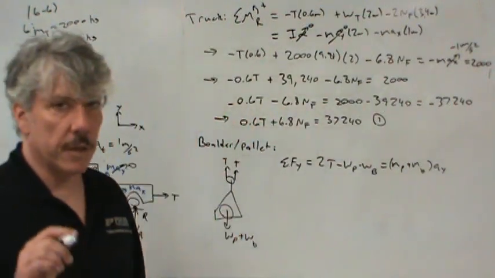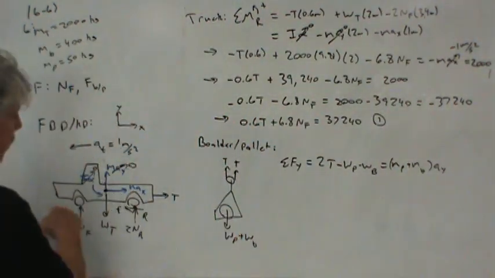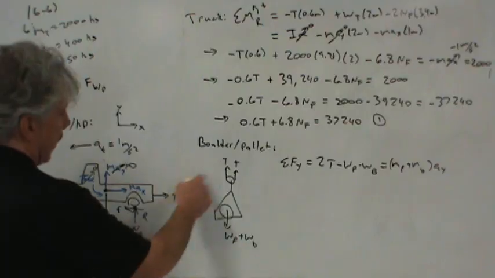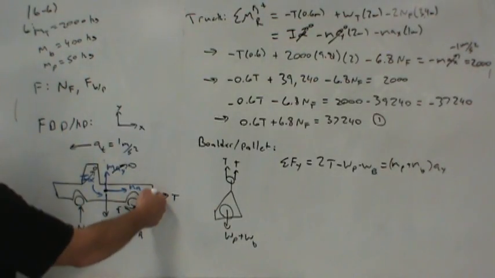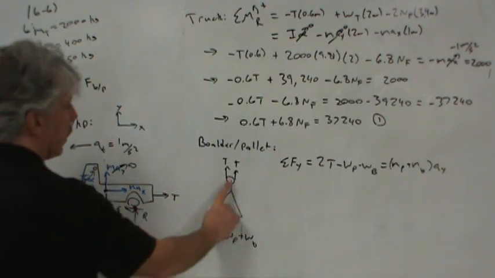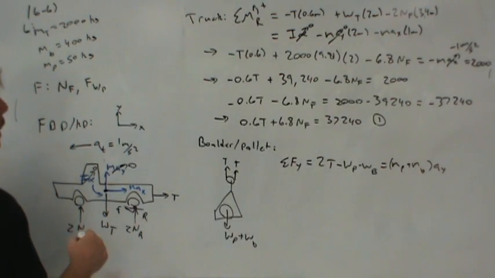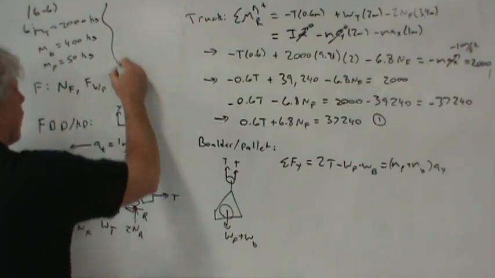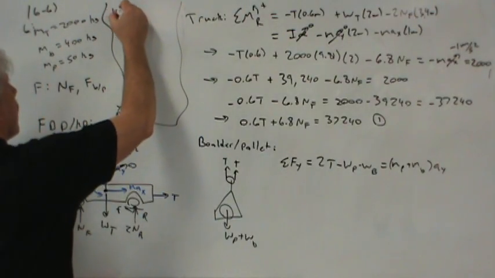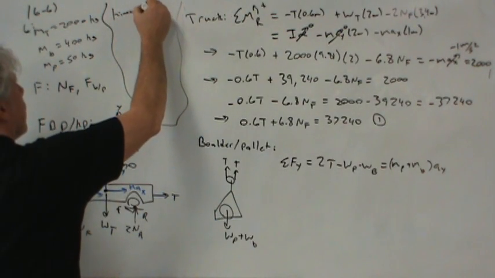Now, the acceleration of the pallet and boulder is related to the acceleration of the truck. If it's a 2-to-1 ratio, then as the truck moves, say, 1 foot forward, the pallet will only move a half foot up. So let's see, some kinematics here. I'll carve out this space for kinematics. They're pretty easy.